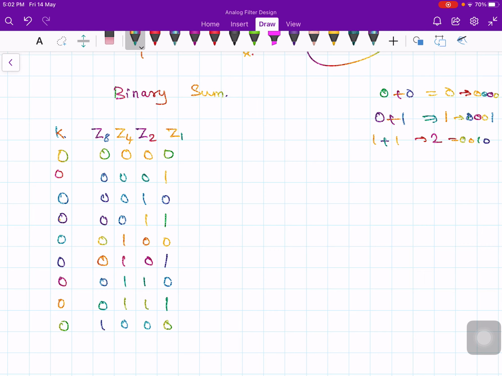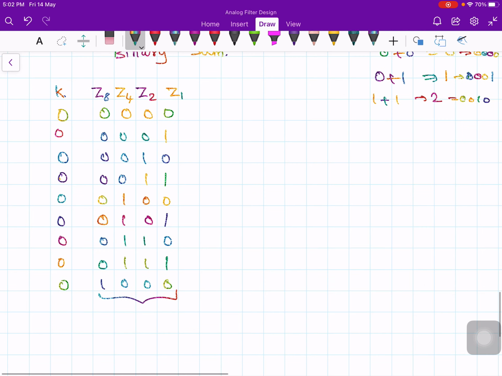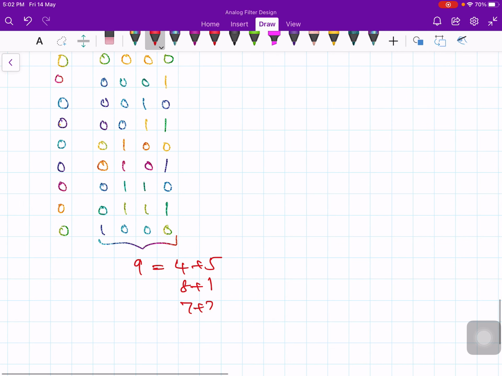These are some combinations of binary. For example, what is this 9? This is 9, right? How do you get this 9? You can get it as 4 plus 5 or 8 plus 1 or 7 plus 2, whatever combinations you take, but finally you will end up with this 9, 1, 0, 0, 1. Okay, now the moment you exceed 9, then there is a problem.